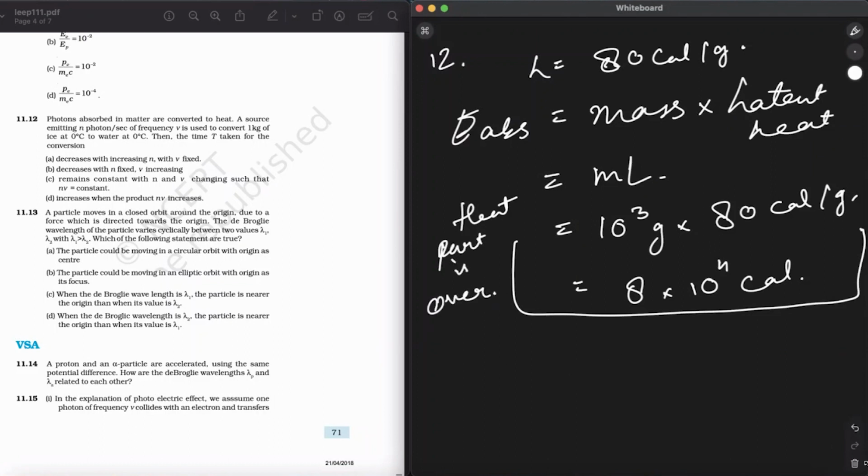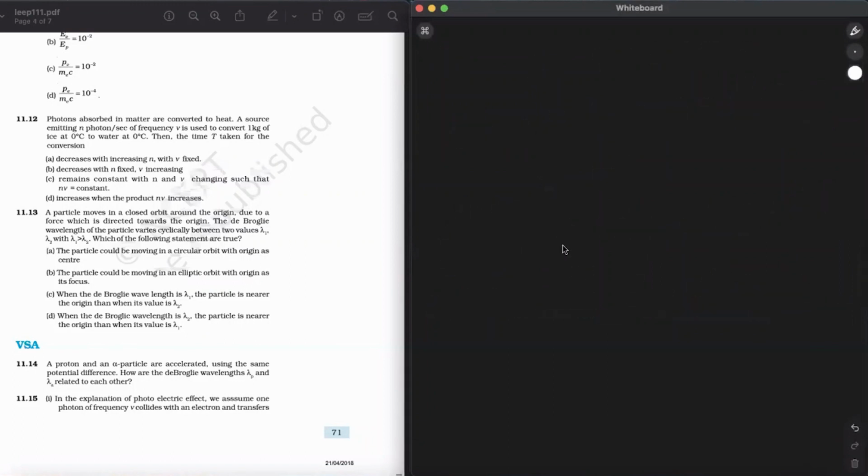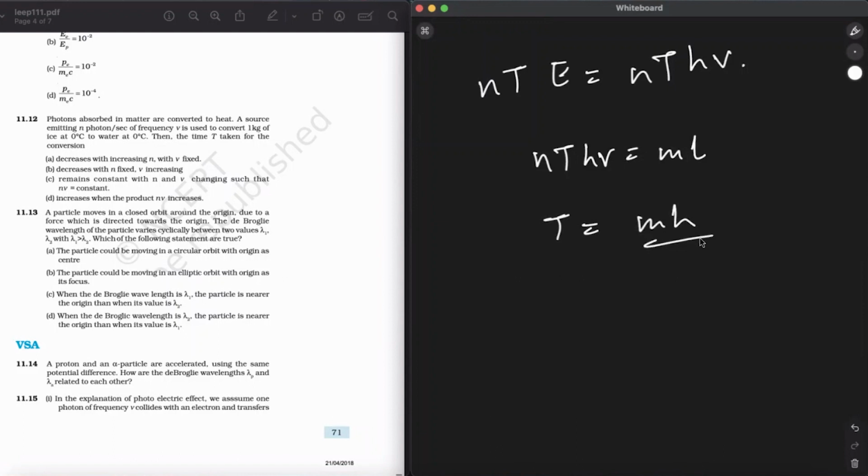Now starts the part for the dual nature, the de Broglie part. So energy of the photons used. Energy of the photons used will be what? N times t, N t, and E. So N t photons per unit time into E. So E will be h nu. So N t h nu is equal to M L. So t will be equal to M L upon h n nu.